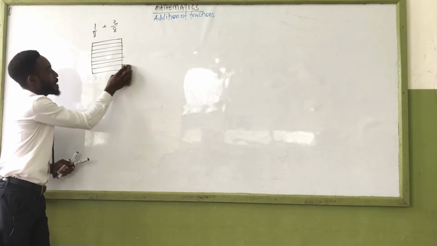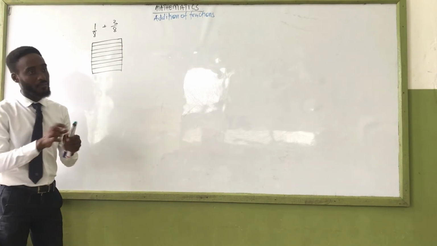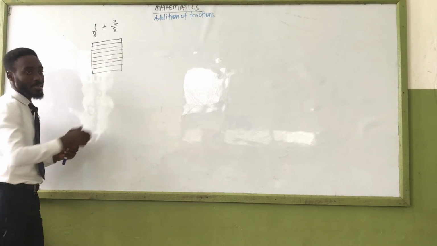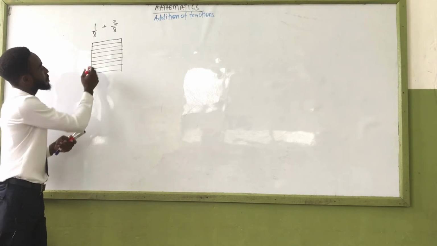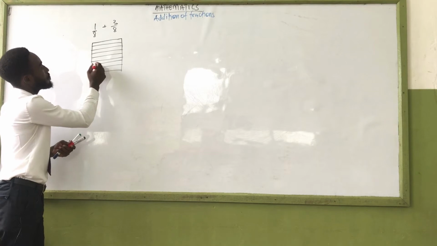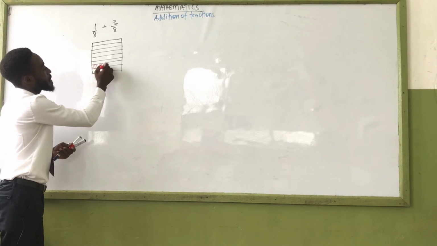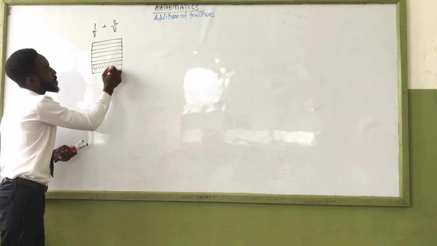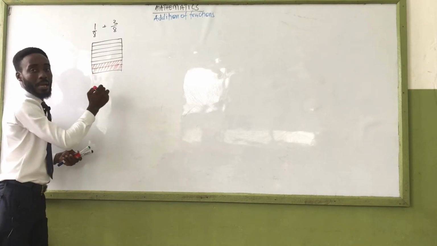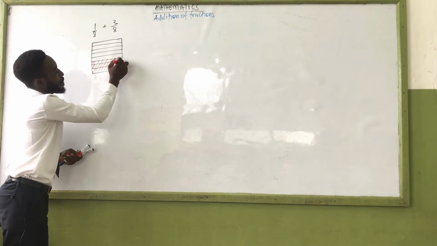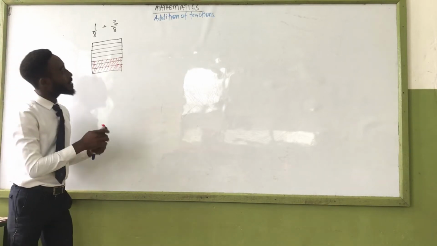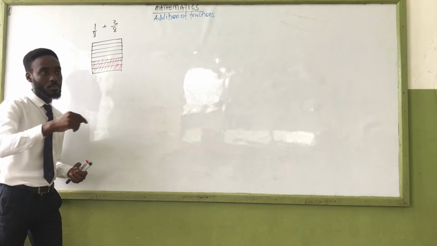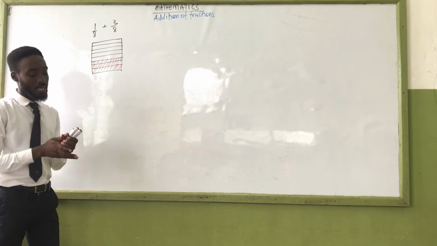So let's make a color band here like this. If you should have 1, 2, 3, 4, 5, 6, 7, 8. If you should have red, okay, let's make red take 3 parts. 1, 2, and then 3. What's the fraction of the red shaded portion? 3 out of 8. Okay.